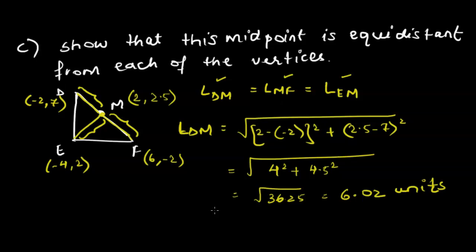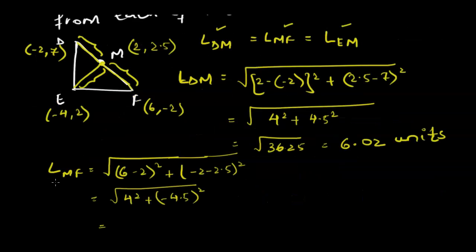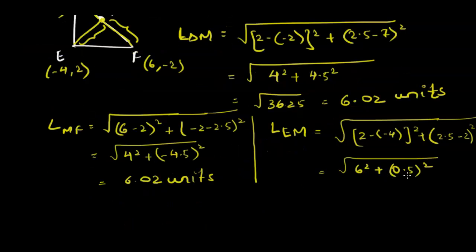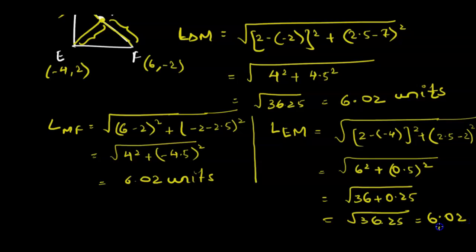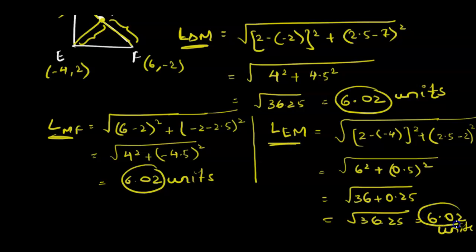Similarly, we can find out the length of MF, that is this line. When we solve for the length of MF, we again get the square root of 4 squared plus (minus 4.5) whole squared. That is going to give us 6.02 units again. Similarly, we can find the length of EM, which when we solve, we get 6 squared plus 0.5 squared. That is equal to 36 plus 0.25, which is the square root of 36.25. And again, this would be equal to 6.02 units. From here, we see that the length of DM is 6.02, the length of MF is also 6.02, and the length of EM is also 6.02 units.